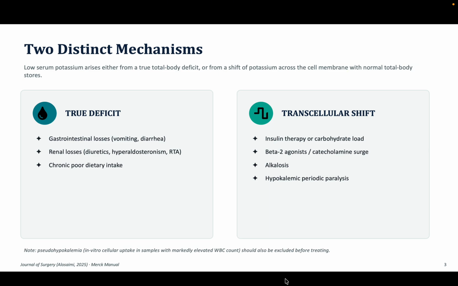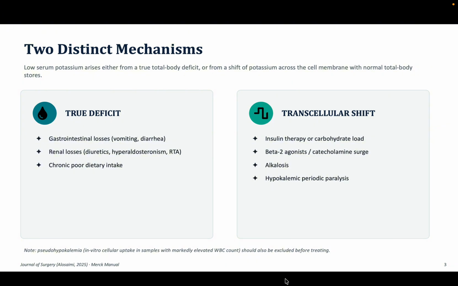True deficit of potassium occurs either due to gastrointestinal loss, which is either by vomiting or diarrhea, or by renal loss, including due to use of medications like diuretics, hyperaldosteronism, or renal tubular acidosis. It might also occur due to chronic poor dietary intake or even in severe acute malnutrition.